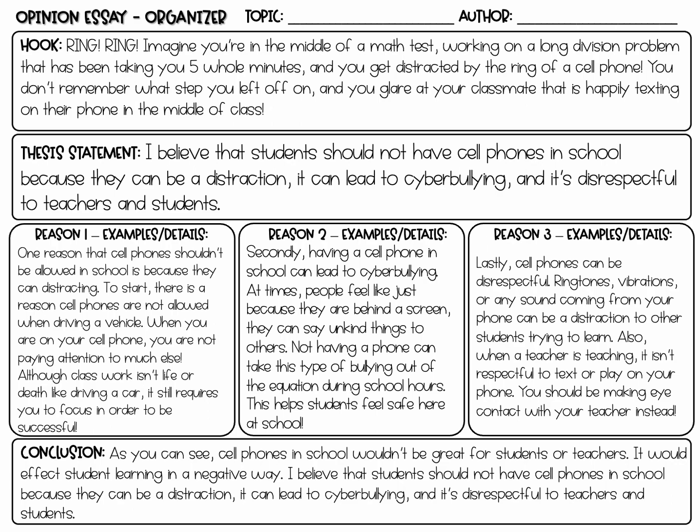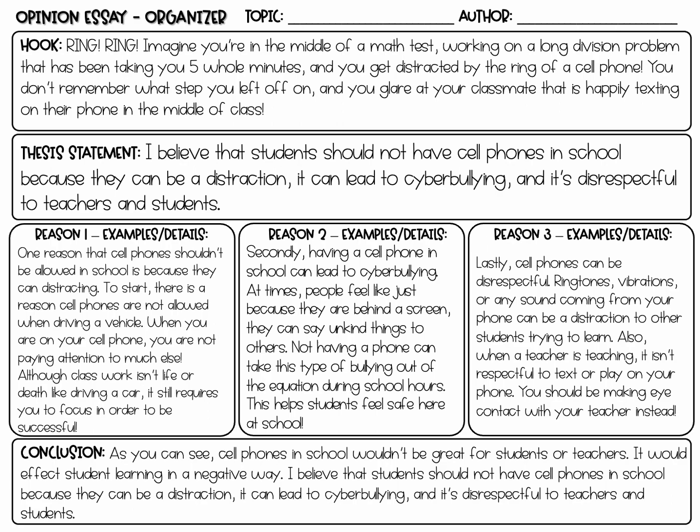And then the thesis statement: I believe that students should not have cell phones in school because they can be a distraction, it can lead to cyberbullying, and it's disrespectful to teachers and students. So this is where I clearly state my opinion so that my reader knows exactly what my essay is going to be about. So that thesis statement, again, just gave brief explanations of my reasons, because then those boxes in the middle of this paper are going to have the more detailed reasons as to why I do not want cell phones in school.